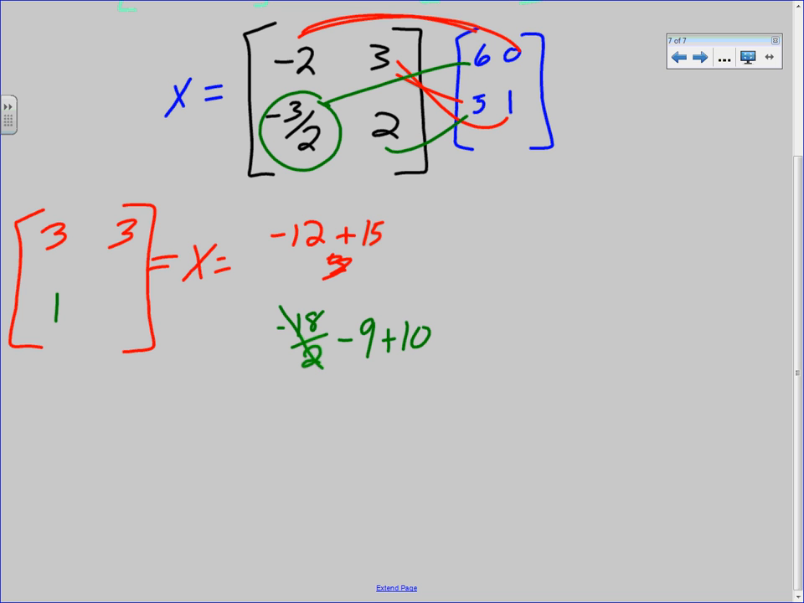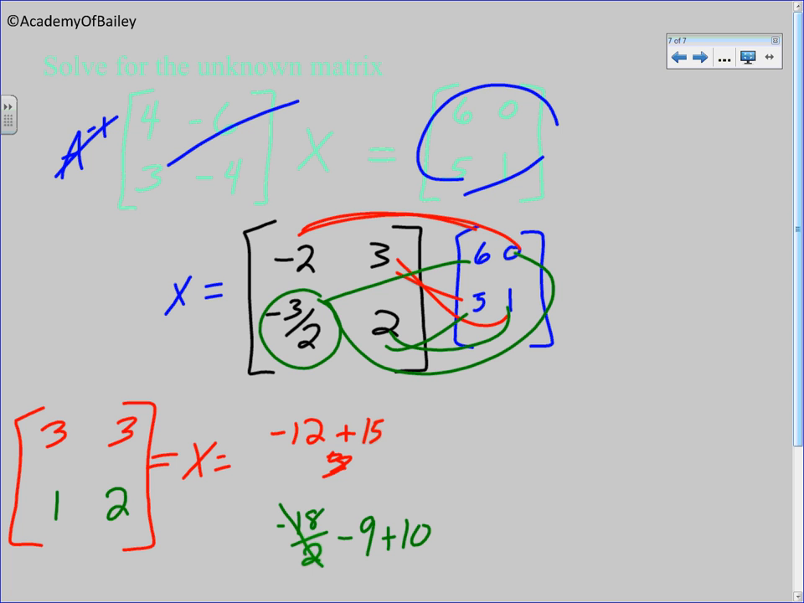And then now go -3/2 times 0, which is easy to do. 2 times 1, which is 2. And so you just determined that the matrix X, in order to solve for this original equation, should be 3, 3, 1, 2.